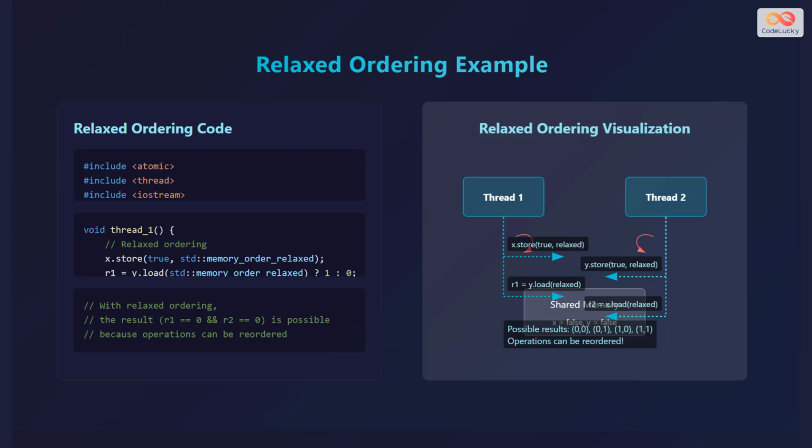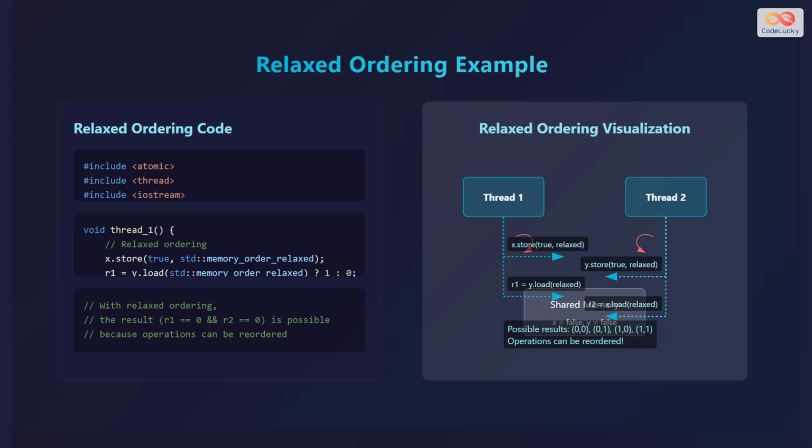With relaxed ordering, the result where r1 and r2 are both 0 is possible because operations can be reordered. The main function starts two threads, thread1 and thread2, waits for them to complete, and then prints the values of r1 and r2. Now for the visualization.